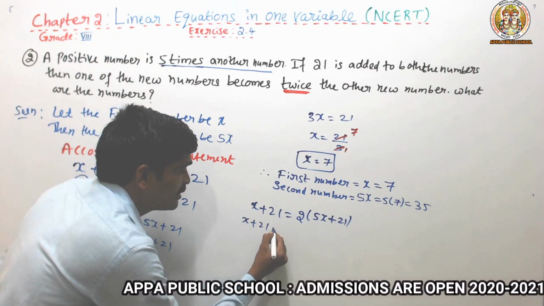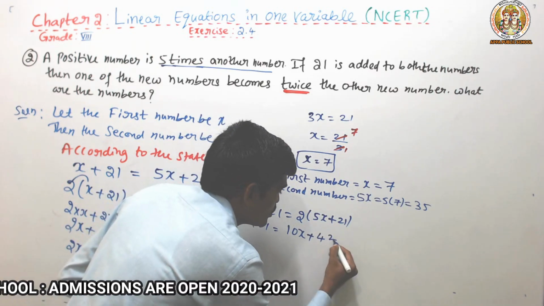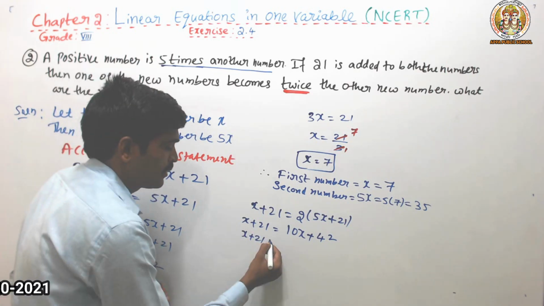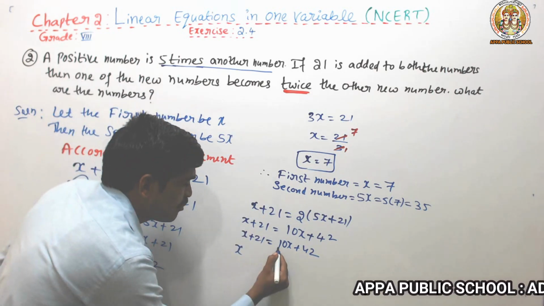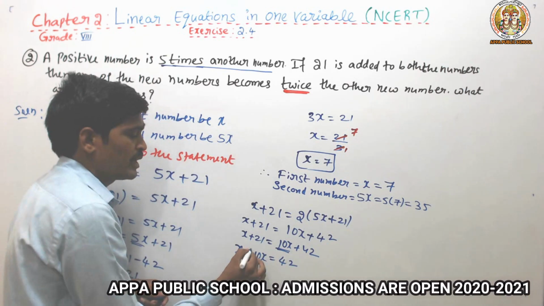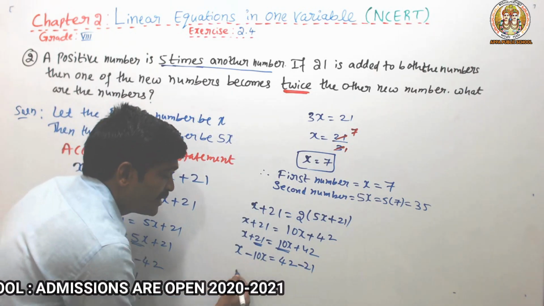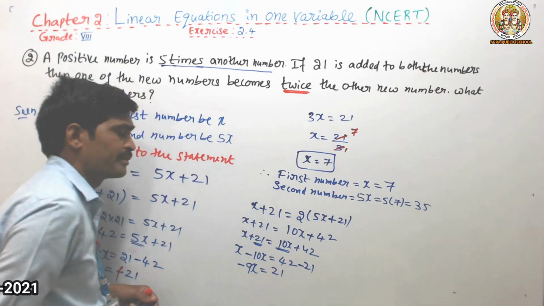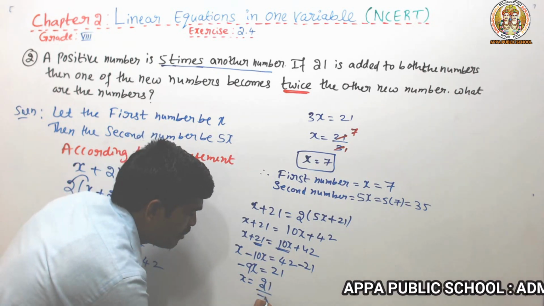See, x plus 21, 2 into 5x should be 10x, plus into plus is plus, 2 into 21 is 42. Understood, my dear students? So x plus 21 is equal to 10x plus 42, keep as it is. So variable separate, constant term separate. x plus 10x transferring to LHS minus 10x, 42 keep as it is, plus 21 transferring to RHS minus 21. So x minus 10x should be minus 9x is equal to 42 minus 21. So x is equal to 21 divided by minus 9.